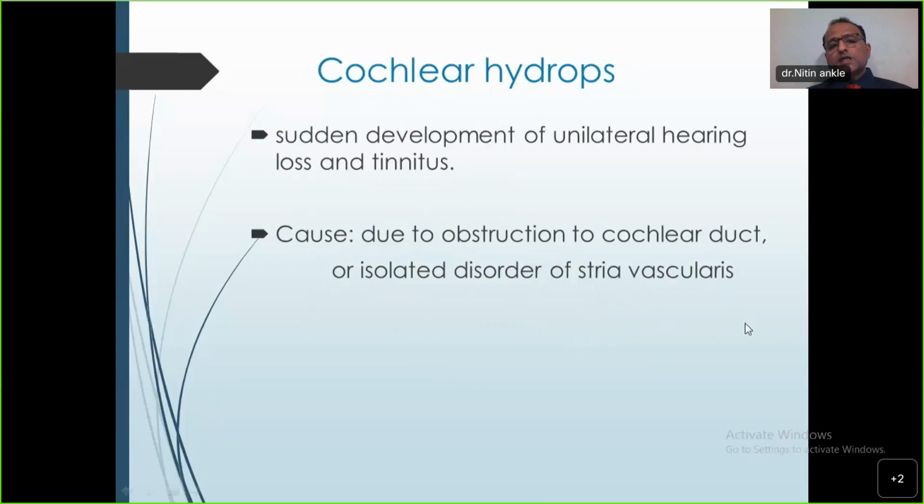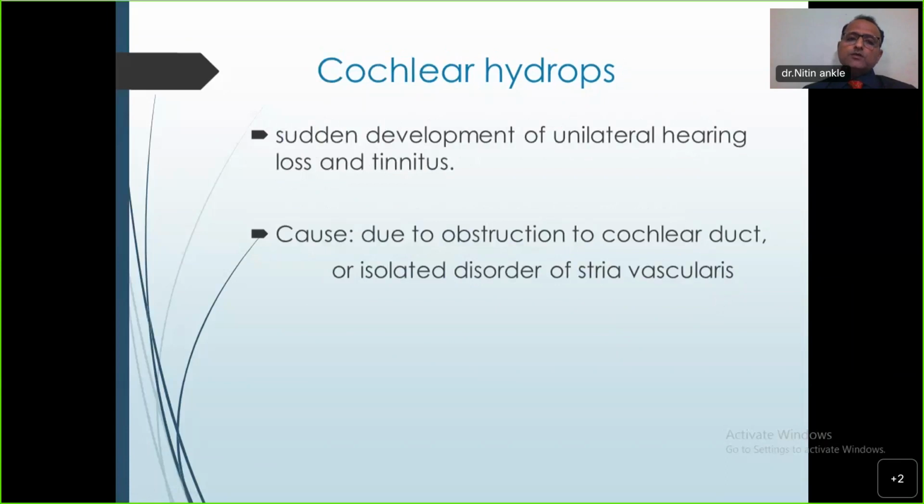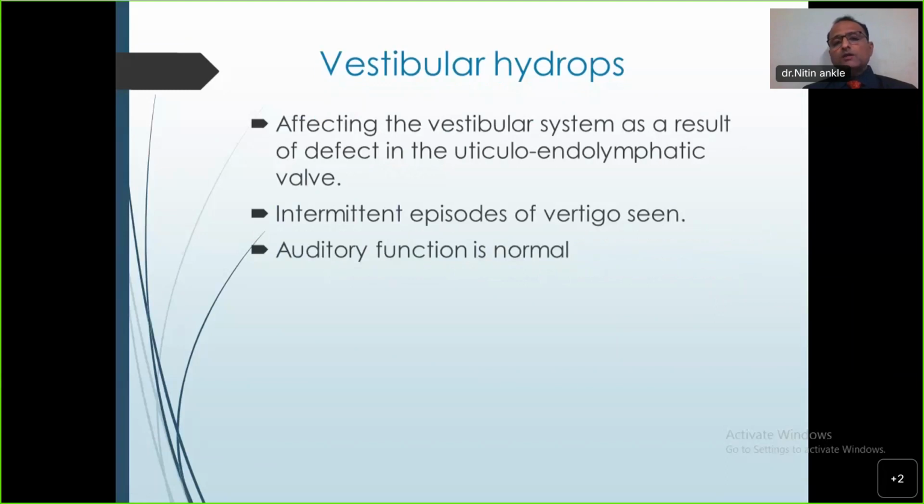Now, cochlear hydrops is a sudden development of unilateral hearing loss and tinnitus. The cause is due to obstruction of the cochlear duct or isolated disorder of the stria vascularis. The stria vascularis gets affected, and typically the patient will present with unilateral hearing loss along with tinnitus. Of course, other causes have to be ruled out, and that is when the patients of cochlear hydrops will present. The next is vestibular hydrops, affecting the vestibular system as a result of defect in the utriculo-endolymphatic valve. There will be intermittent episodes of vertigo, and auditory function is normal. So typically in cochlear hydrops, there is no vertigo, but hearing loss will be there. Whereas in vestibular hydrops, the hearing is absolutely normal, but the patient will have vertigo only.